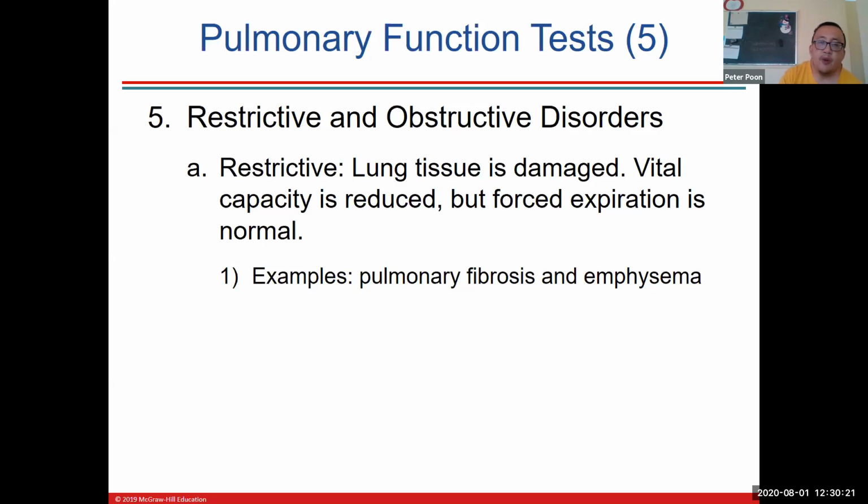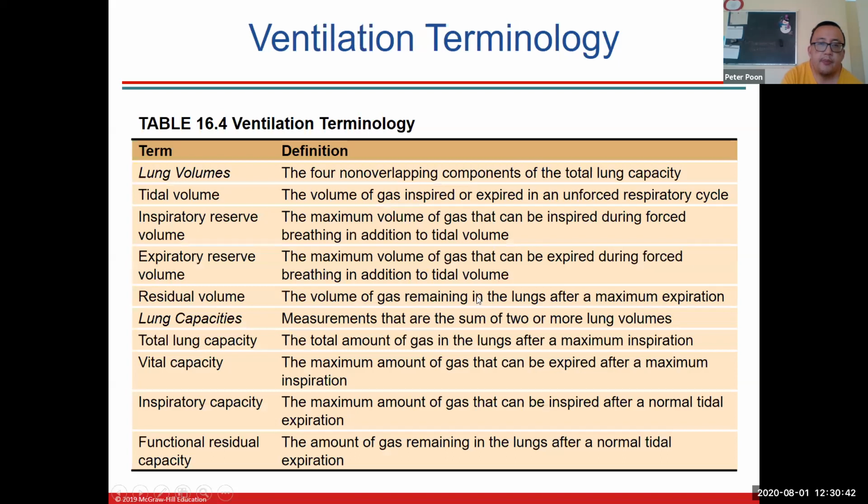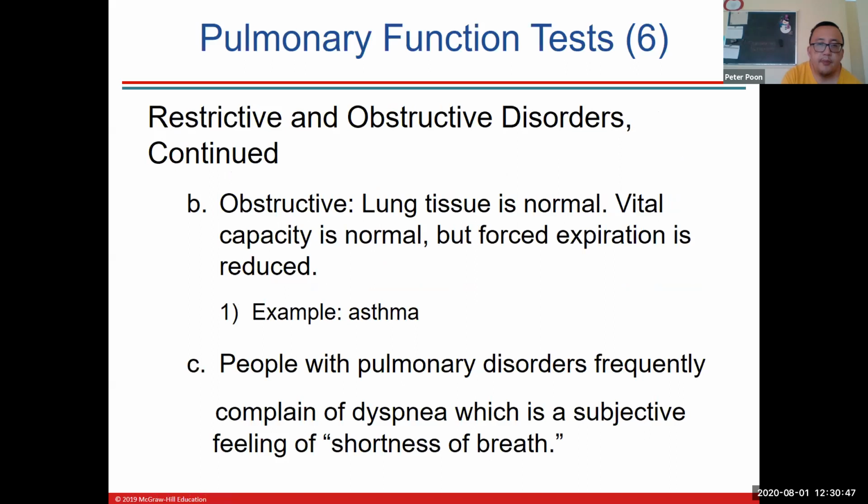Restrictive and obstructive disorders. Restrictive: the lung tissue is damaged, the vital capacity is reduced, but forced expiration is normal. So what you are reducing really is the inspiratory volume. Obstruction is a blockage. So lung tissue is normal, the vital capacity is normal, but forced expiration is reduced.